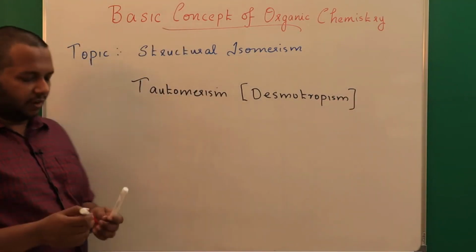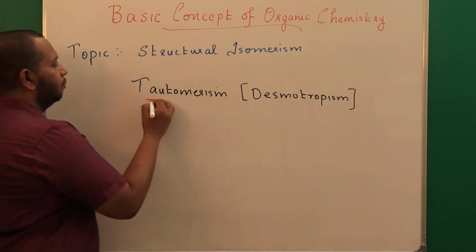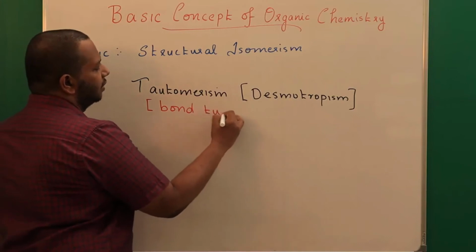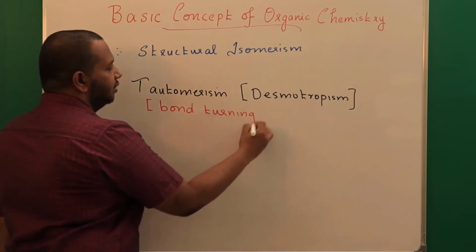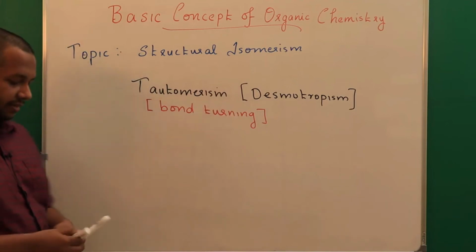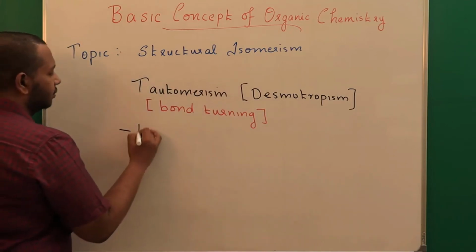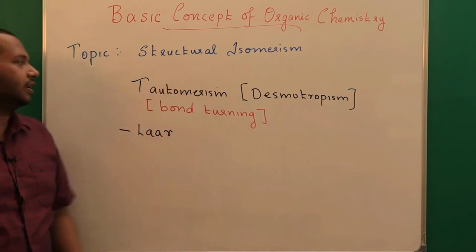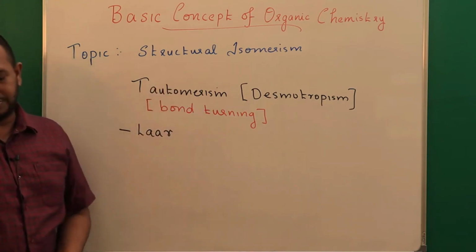What does tautomerism actually mean? It means bond turning. Bond is rotating or turning. You can say turning, that is more correct. This concept was introduced by a scientist called Lahr. Lahr is the scientist who introduced the concept of tautomerism.